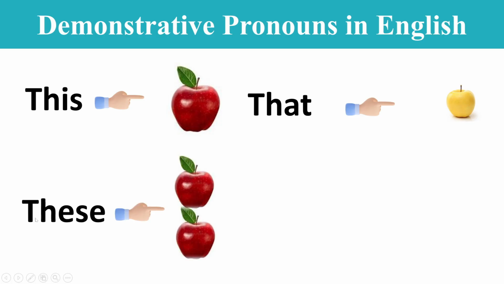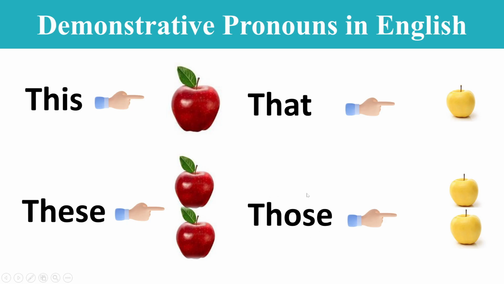These. It is a plural demonstrative pronoun. We use it to point at more than one thing, more than a person, or more than an animal which is near to us. Those. It is also a plural demonstrative pronoun. We use it to point at plural things, people, or animals that are far from us. Use these to point at plural things that are near to you, but use those to point at plural things that are far from you.